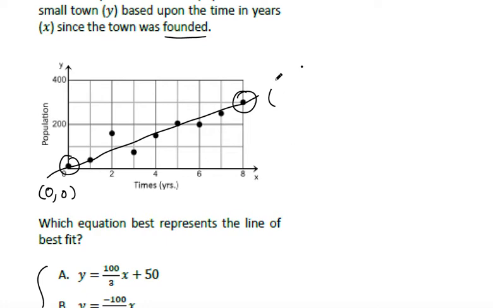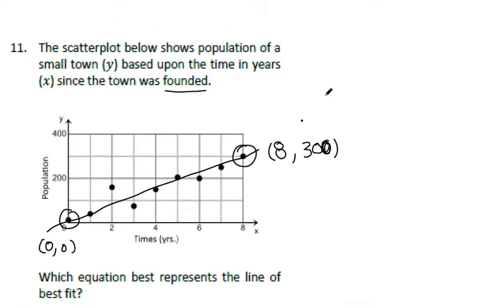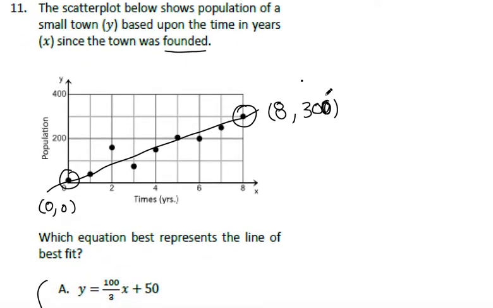So my X value is 8. So after 8 years, we have a population of 300. All right, let me make sure that looks like 300. All right, so I'm going to put these in the good old calculator.